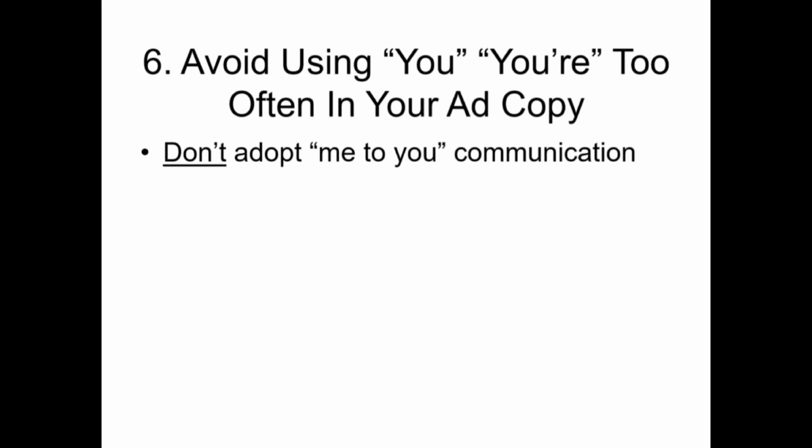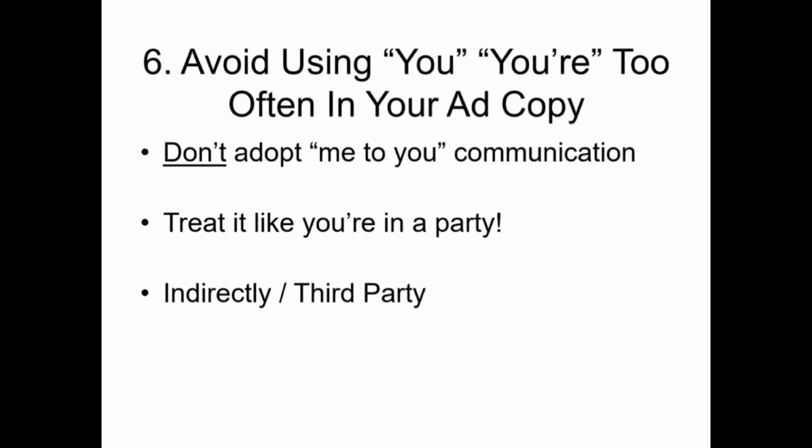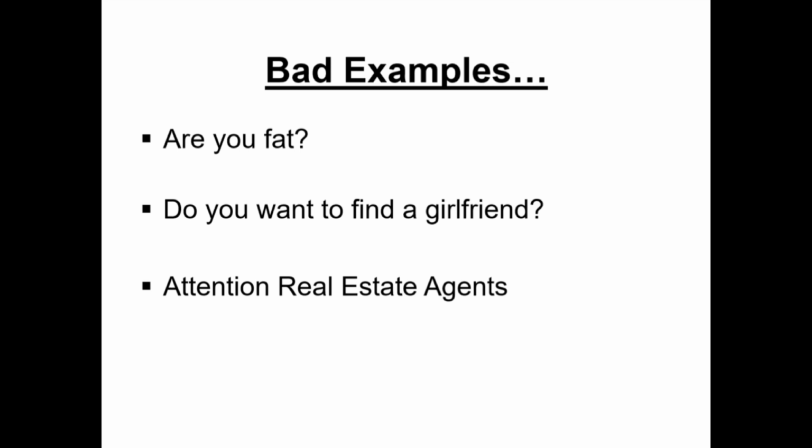So you don't want to be adopting a me-to-you communication. You have to treat it like you're in a party. So when you write, you want to be indirect or speak in a very third-party manner. So I'm going to give you some typical bad examples that people write very directly, like, are you fat? Okay, so you don't want to be starting off like that. Or are you facing this problem? You don't want to start off like that. Do you want to find a girlfriend? Clearly not, okay?